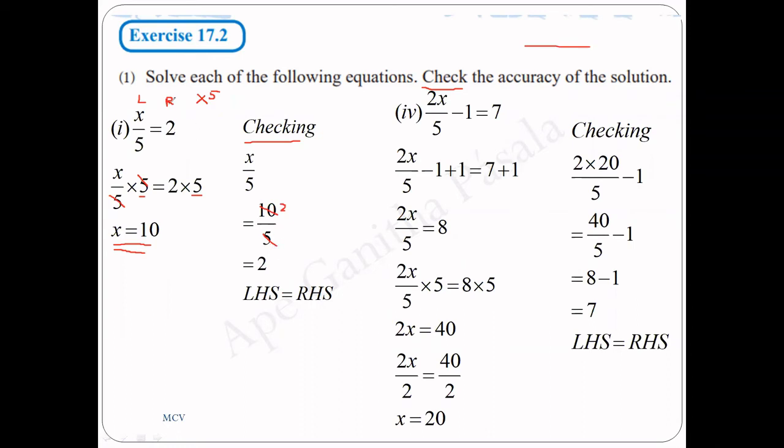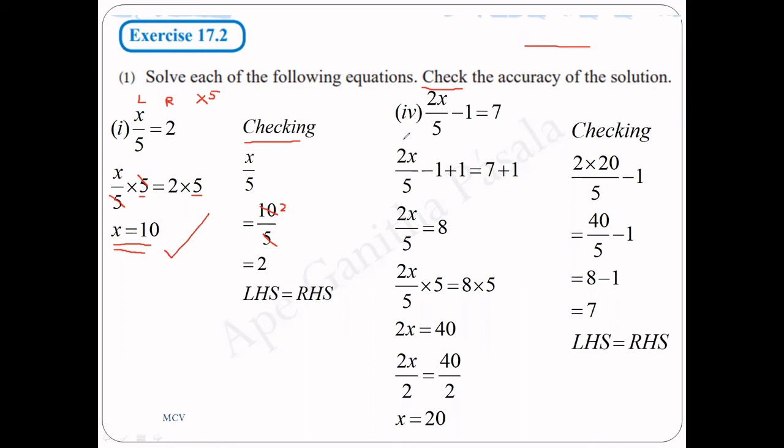2 is in the right hand side also. Therefore, left hand side is 2 and the right hand side also 2. Then left hand side equals right hand side. Then you can say your solution is correct. That is the method of checking solution. Okay.